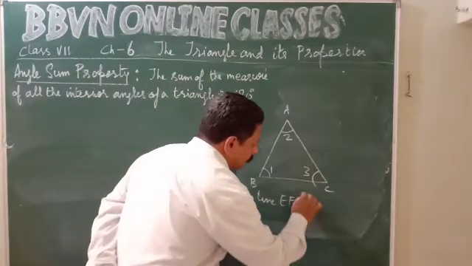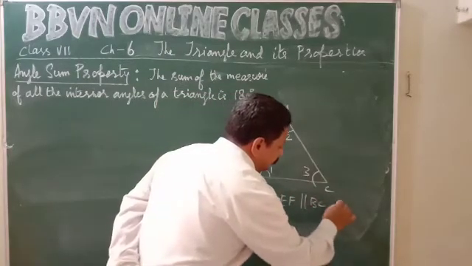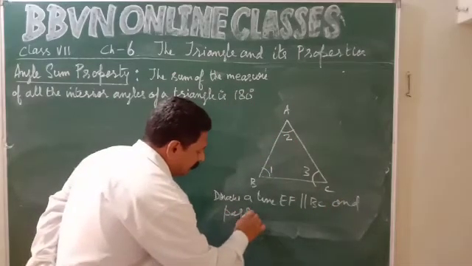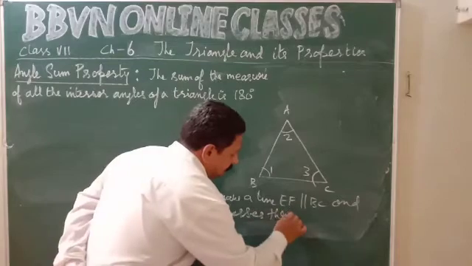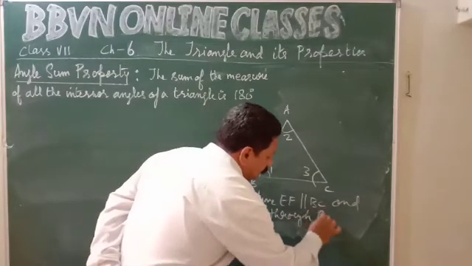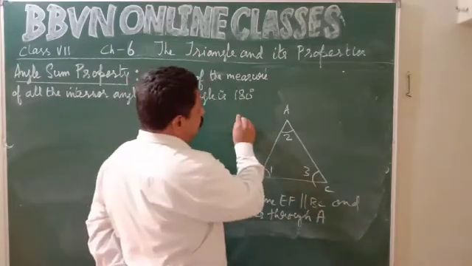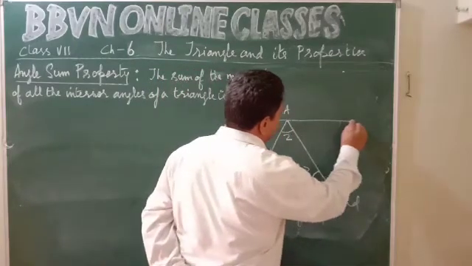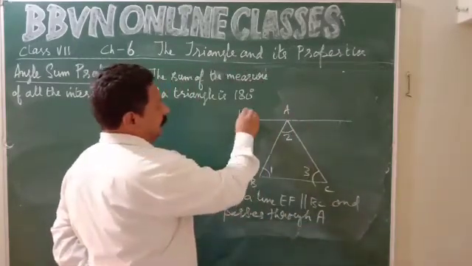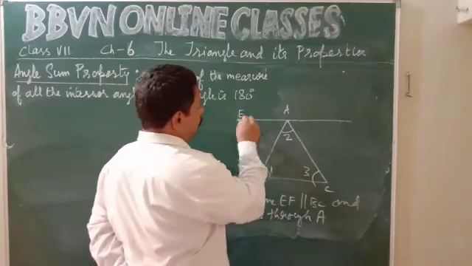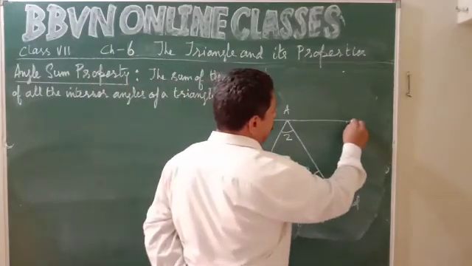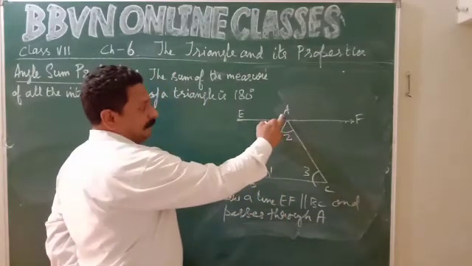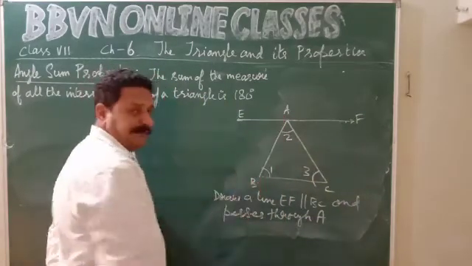EF which is parallel to BC and passes through A. So I make a line or line segment, whatever you want to call it. You can make it a line, you can make it a line segment. Hardly makes any difference. So EF passes through point A and it is parallel to BC.